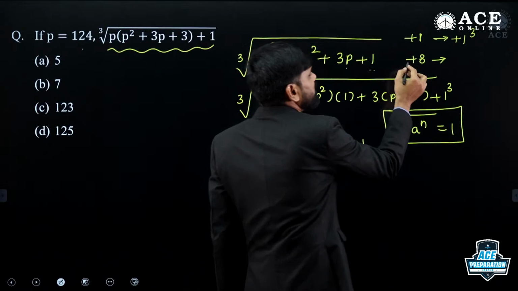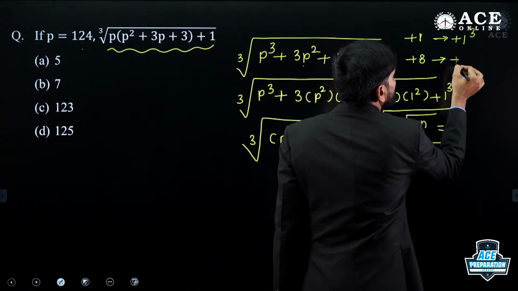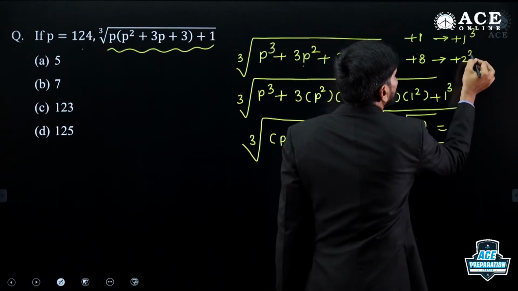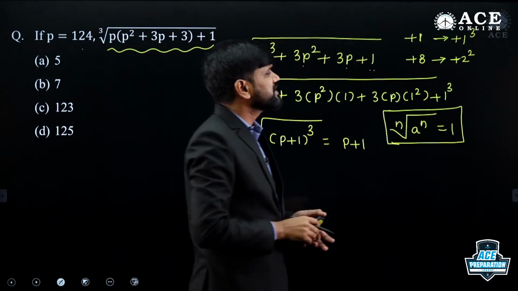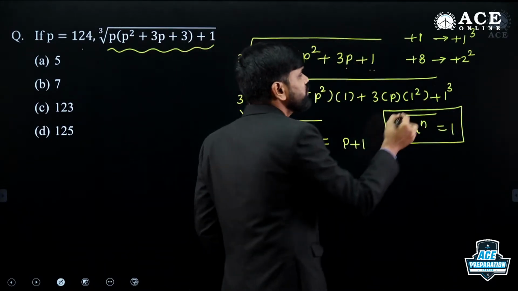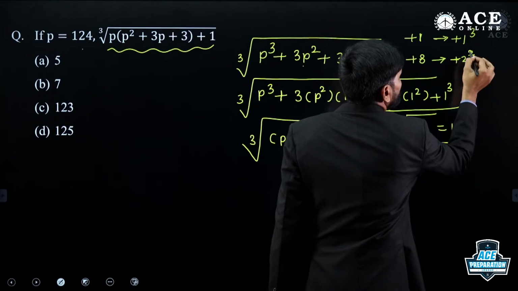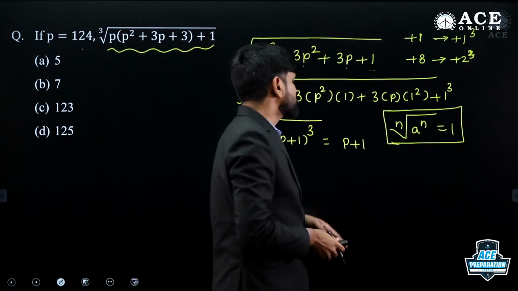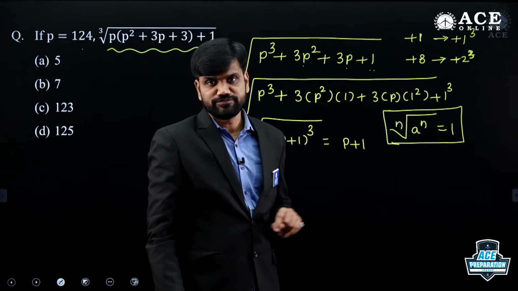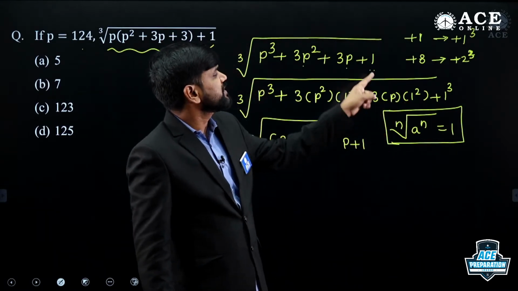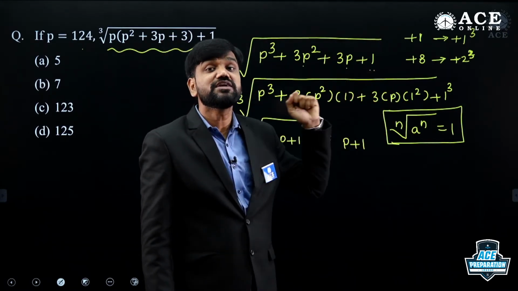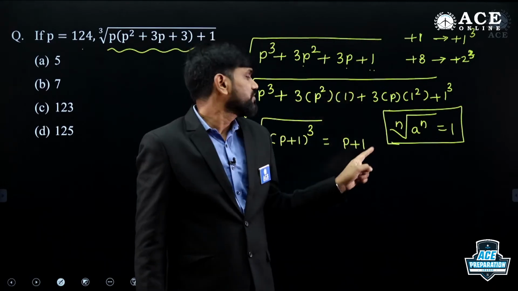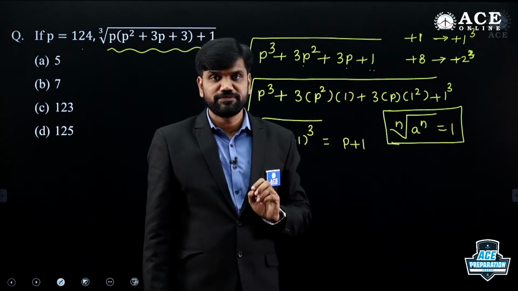If 8 is available here, like plus 8 is nothing but plus 2 cube, then your answer will become equal to how much? Plus 8 means that is plus 2 cube. Then instead of P plus 1 here, it will become P plus 2. Say suppose you have plus 27 here. 27 is nothing but what? 3 cube. 3 cube means your answer will be P plus 3 finally.